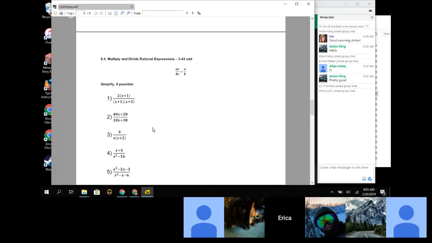So then we moved on to multiplying and dividing rational expressions, which is kind of the easier of the two. This is where we would factor out certain terms so that we could simplify our expressions.